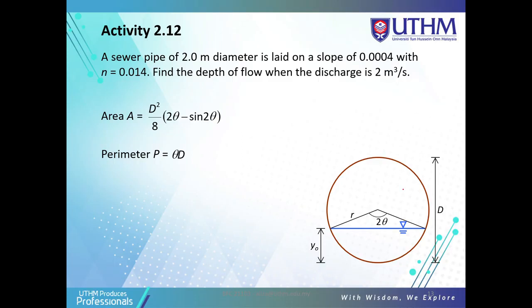Okay, so look at this activity example. This is a sewer pipe using the circle, semicircle. A sewer pipe of 2 meter diameter is laid on a slope of 0.004 with n of 0.014. Find the depth of flow. To find the y naught here, the depth of flow is y naught, when the discharge is 2 meter cube per second.